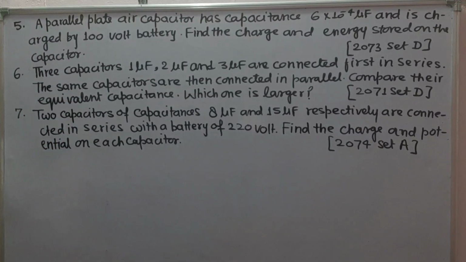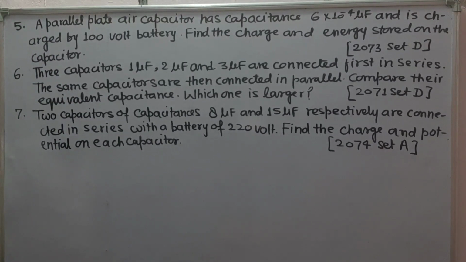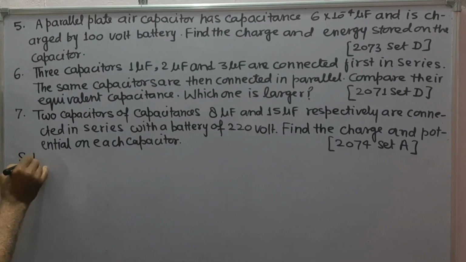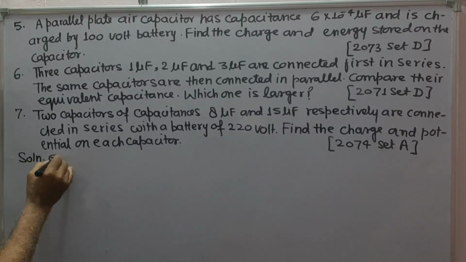Next question number 5. The question is, a parallel plate air capacitor has capacitance 6 into 10 to minus 4 microfarad and is charged by 100 volt battery. Find the charge and energy stored on the capacitor. Now, solution to question 5.